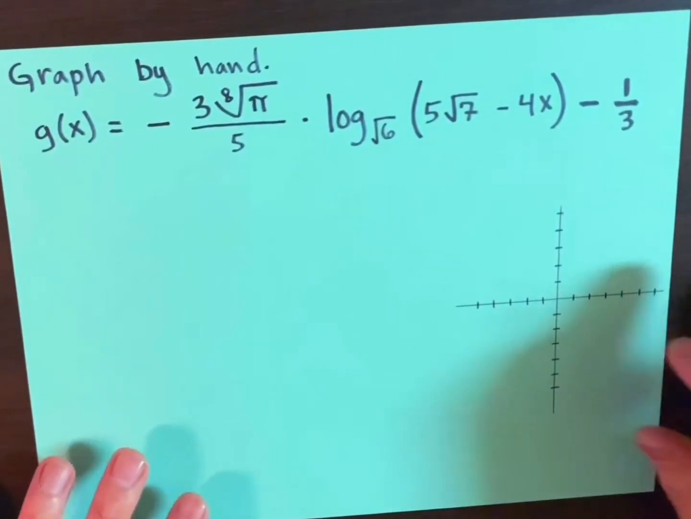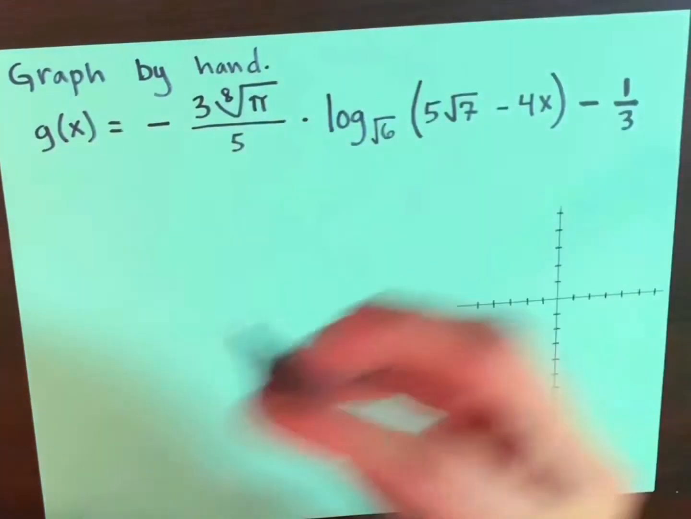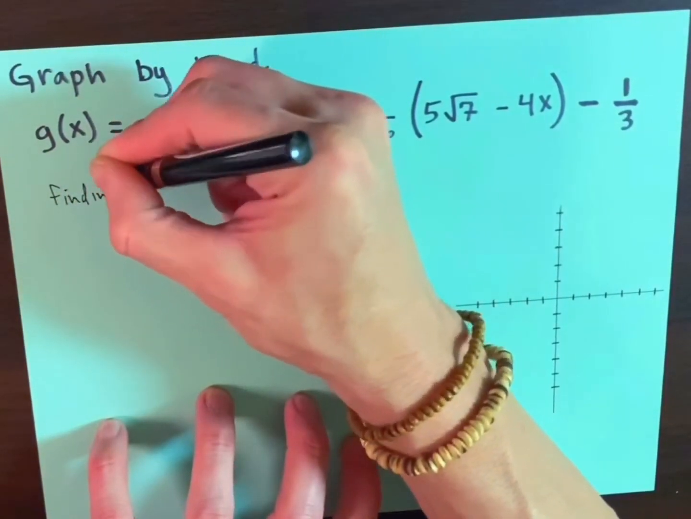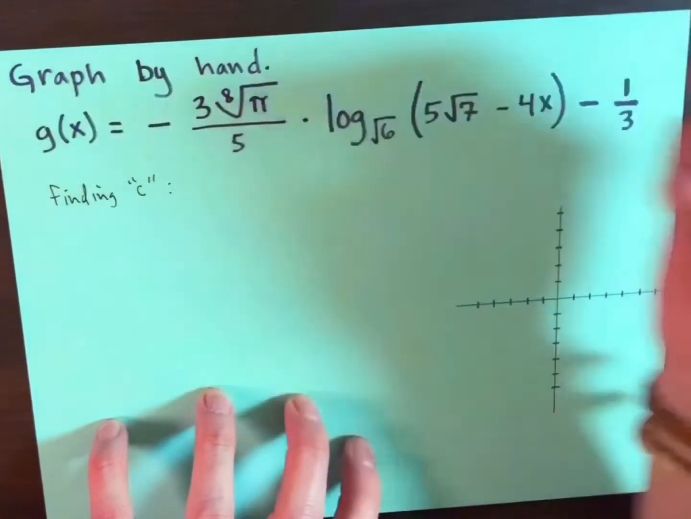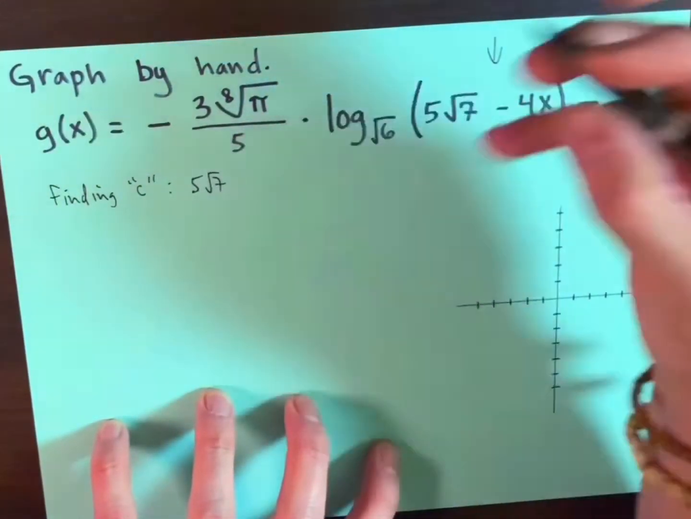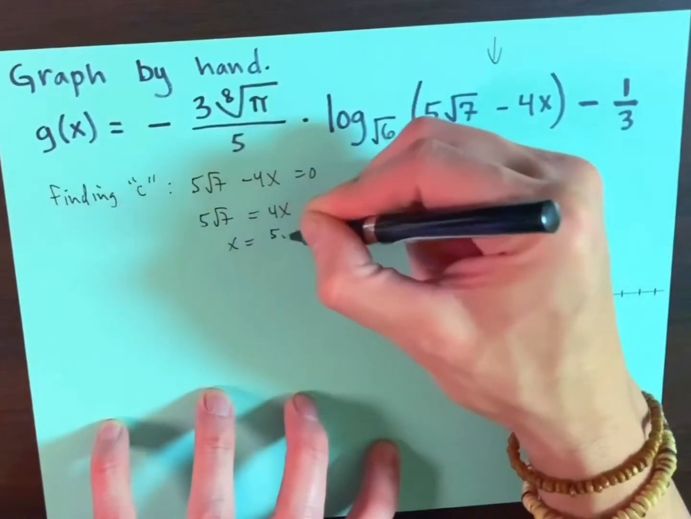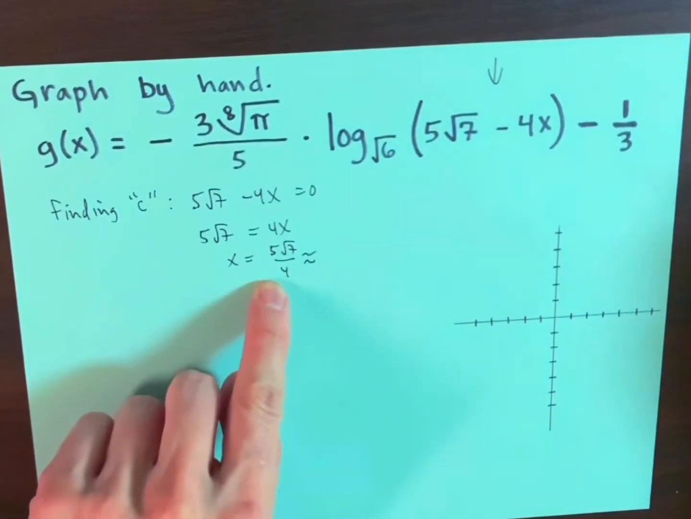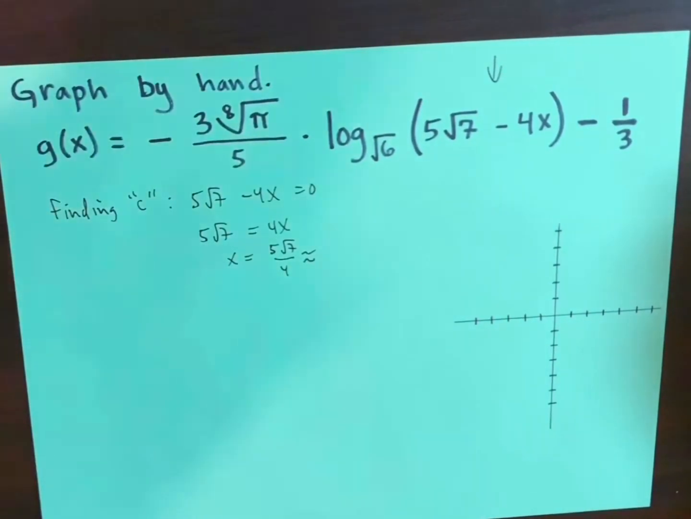Okay, let's do one more. Here we have the graph. So recall what you always do is first you have to find C. So for that, you set your argument equal to 0. That is your C value, but that is a weird number. I do need a decimal because I have to graph this.